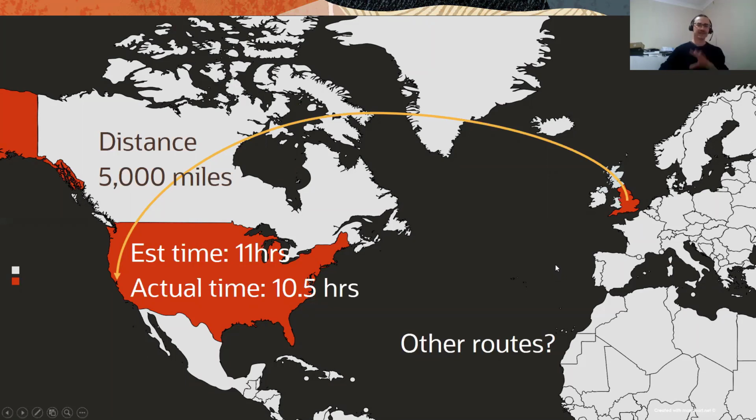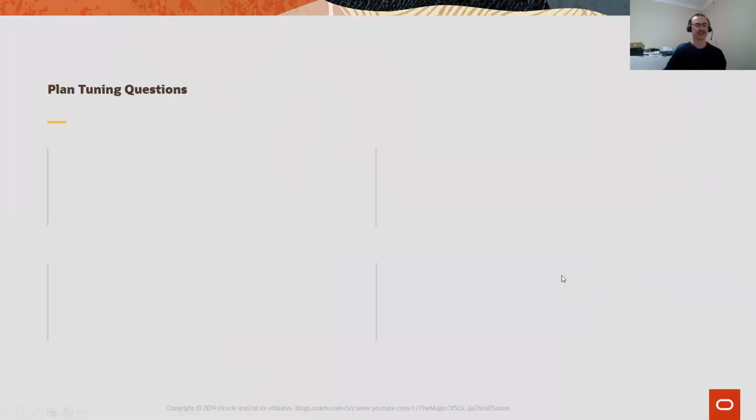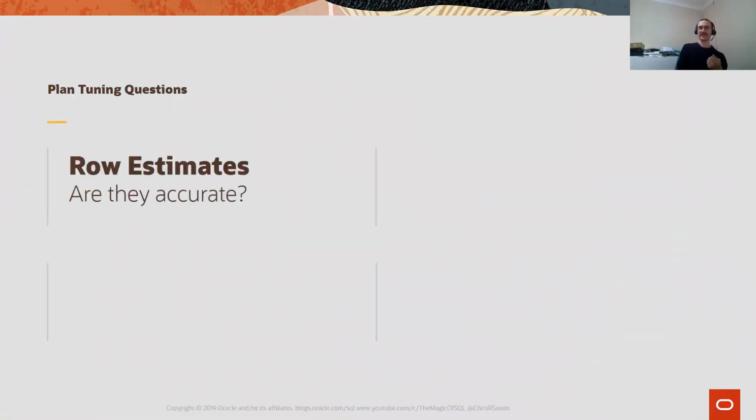Okay, so those are questions when I'm buying. How does this relate to SQL execution plans? So there are various questions you can ask here. First thing is row estimates. Are they accurate? Is the number of rows the optimizer is predicting close to the number of rows it actually gets? If they're close, then there's a good chance that you've got a good plan. If they're way out, there's a very good chance there's a better plan available. So that's just looking at how to access the tables and how to join them.